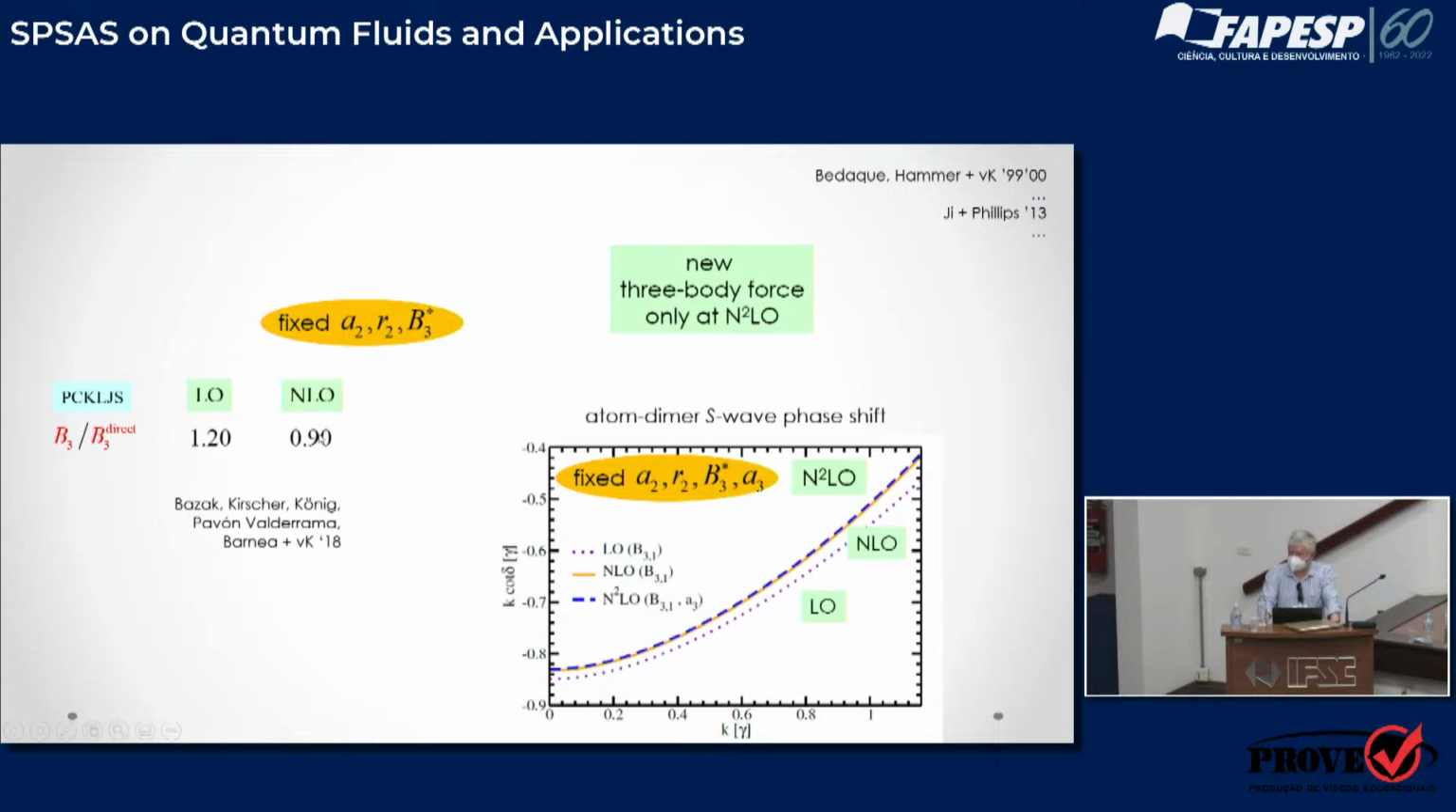And people braver than me have looked at N squared LO. And an example here is, now you need an extra parameter. So at the three-body level, they took the scattering length to be fixed, just to see how the convergence goes. So again, this is K cotangent delta as a function of K now. And you can see LO, NLO, N squared LO, how this converges. So the theory works pretty well in this particular case.